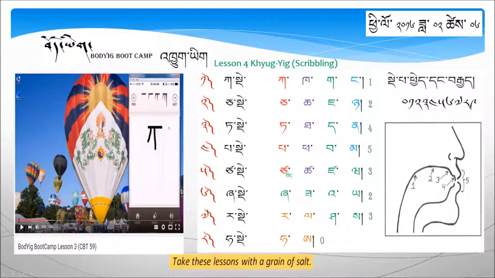So earlier I was saying when you utter these letters, the reds should be the hardest, and then the purples should be softer than the reds, and then the greens should be softer than the purples, and then the sky blues should be softer than the greens, and then the oranges should be the softest. So I think I misspoke between the sky blues and the oranges. So these four should be the softest.